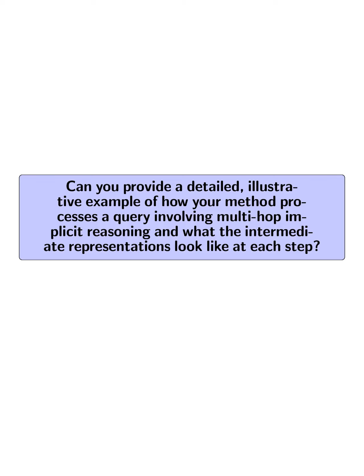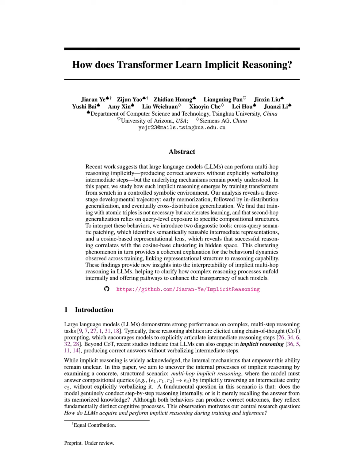Can you provide a detailed, illustrative example of how your method processes a query involving multi-hop implicit reasoning, and what the intermediate representations look like at each step? In our method, we process a multi-hop implicit reasoning query structured as E_1, R_1, R_2, right arrow E_3. For instance, consider the query where E_1 is Alice, R_1 is a friend of, and R_2 is a sibling of, leading to the answer E_3 being Bob.